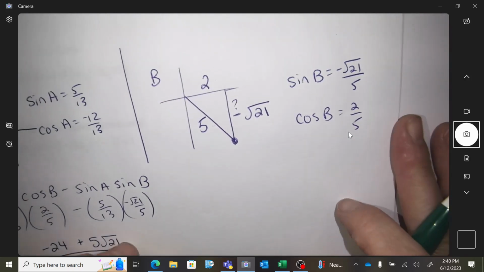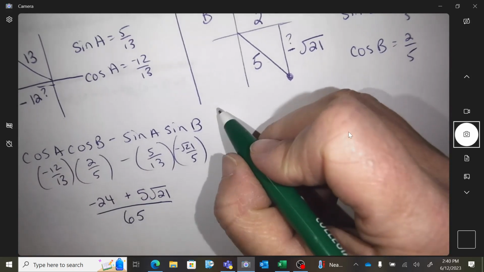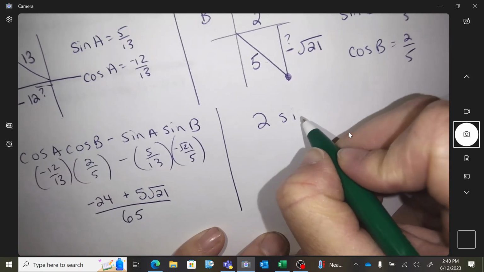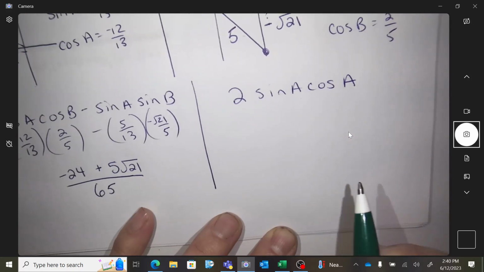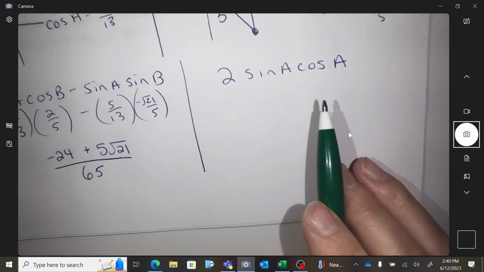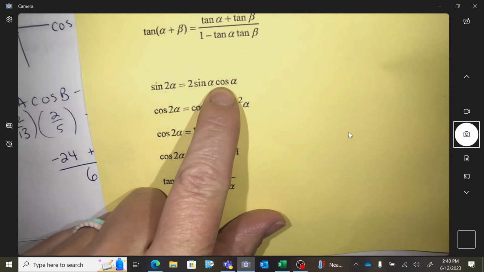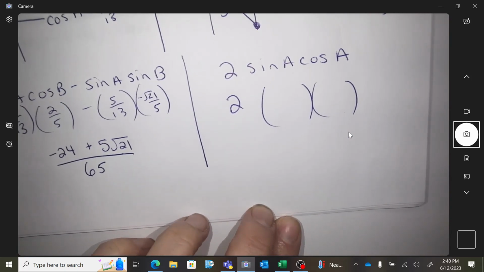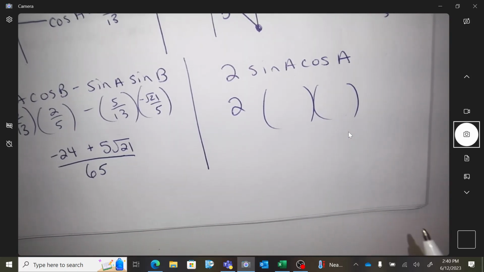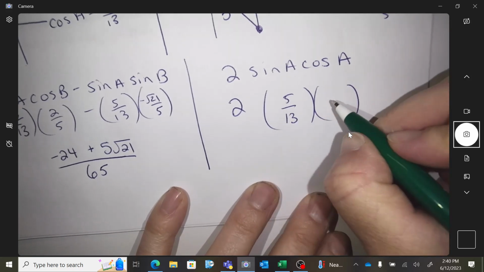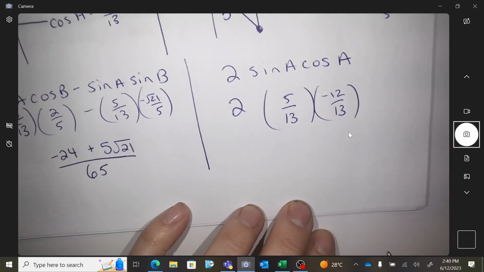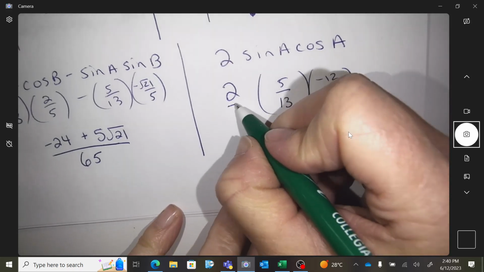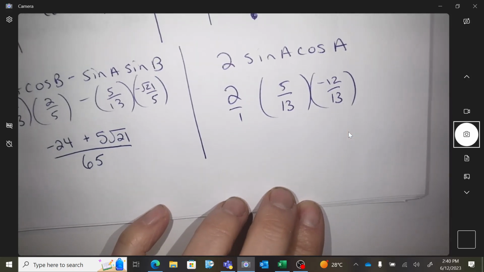Okay, and part B, so sine double A, 2A. So then find a formula. So formula sheet. There's my formula that I found, the top one. So 2, and then there's my fill-in trig values. So sine A is 5/13, cos A. If it also helps you, I sometimes just put this as 2/1, so just to make my brain see everything.